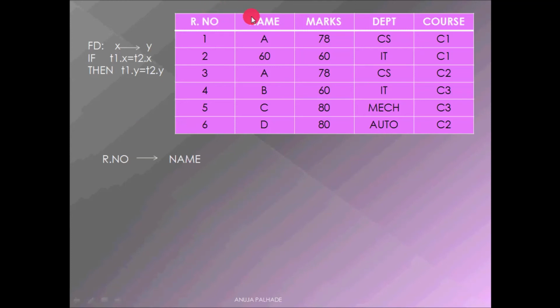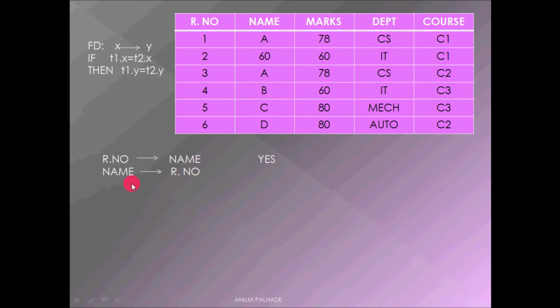Roll number determines name. Is there any matching tuple in the roll number? No, there is no matching tuple in the roll numbers. All are unique, so we are not bothering about the name now, meaning we are not bothering about the y case. So this is functionally dependent. Yes, this is functionally dependent.